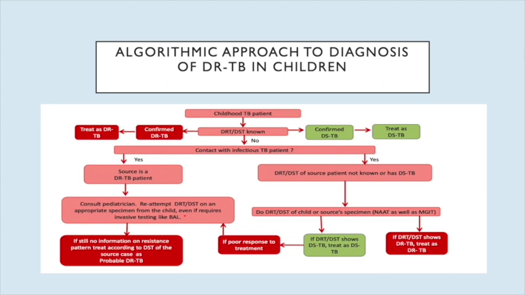If the patient had a contact with an infectious patient and you know that the DST of the source patient is not available or he had drug sensitive TB, then again try to do a DST of the source specimen or child specimen. If resistant, treat. If not resistant, then follow up as a DSTB patient.